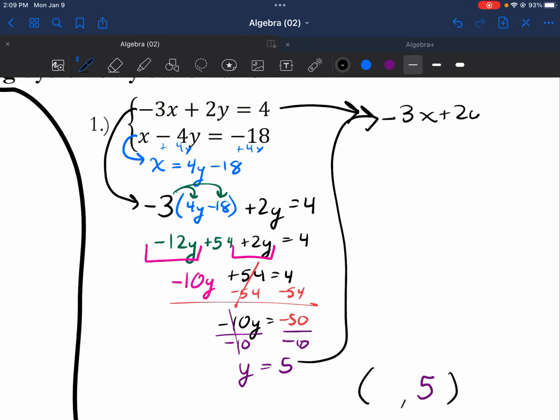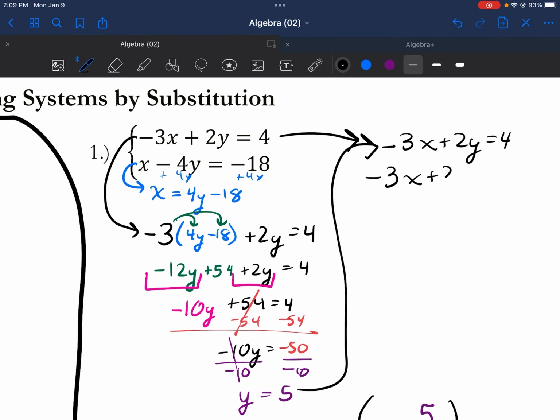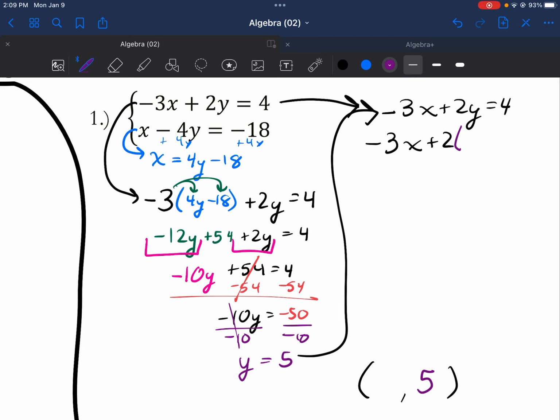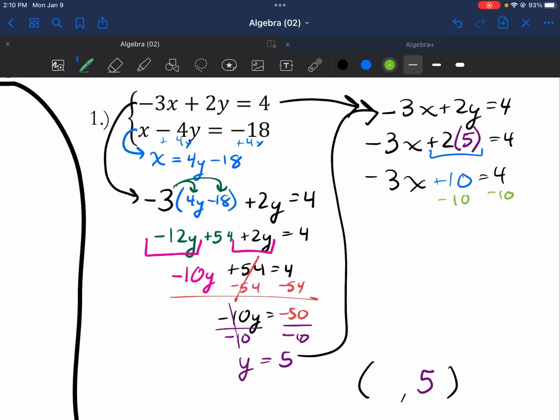Negative 3x plus 2y equals 4. Oops. So you have negative 3x plus 2, but that y is what is 5, equals 4. Now I can solve for x. Always be careful what you're solving for, because if for some reason you plug it into the x, you're not going to get the correct answer. So be very, very careful. So as we solve for x, we're subtracting 10. So I get negative 3x equals negative 6, and then I'm going to divide by negative 3. And so I get x equals 2. I just found the first part of it.